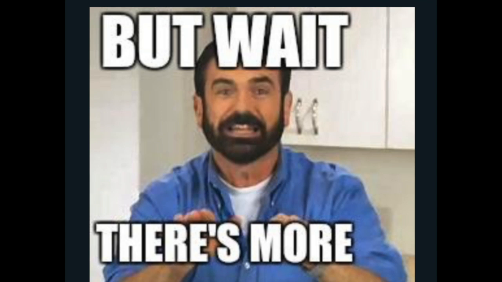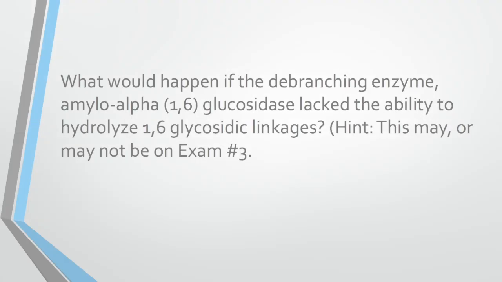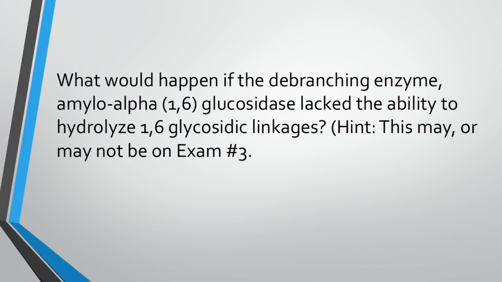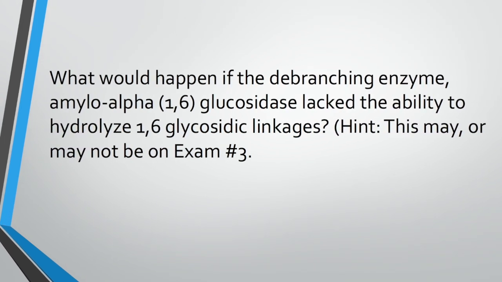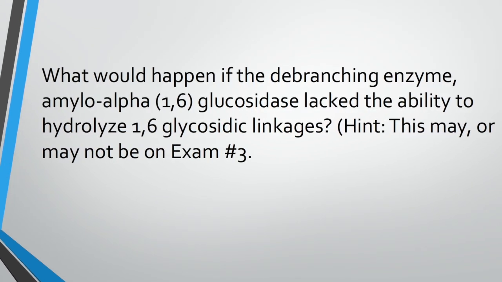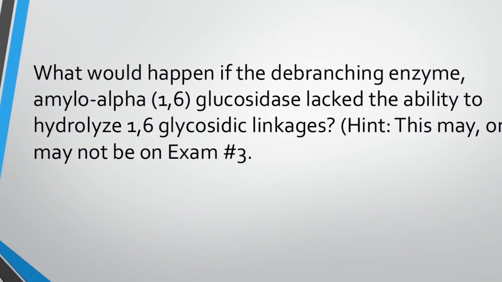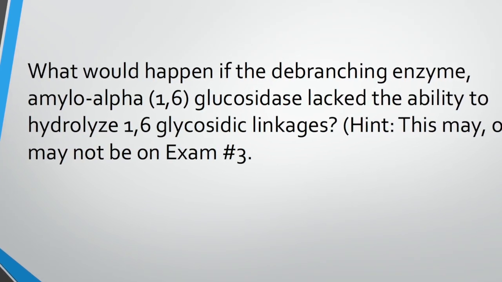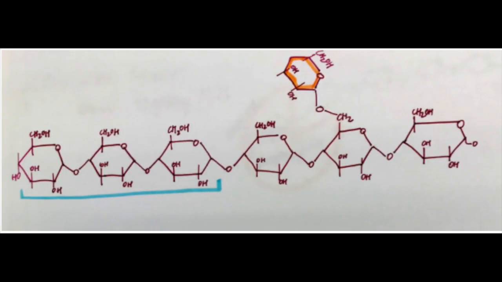Okay, so like most topics in biochemistry, things can be a little more complicated than they initially seem. An example question could be, what would happen if the debranching enzyme amylo alpha-1,6 glucosidase lacked the ability to hydrolyze 1,6 glycosidic linkages? First, glycogen phosphorylase would continue to function in its normal capacity. It would remove the glucose monomers from the end of the main branch, one by one, until there is 1 glucose remaining past the branch points, and 4 glucose monomers on the branch.